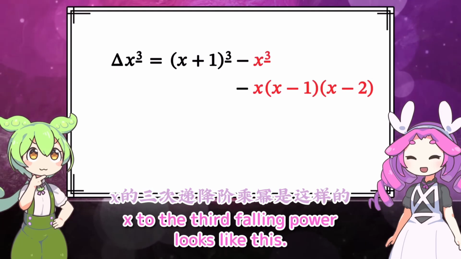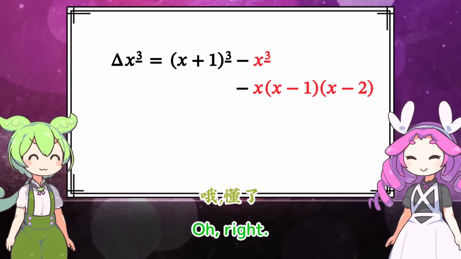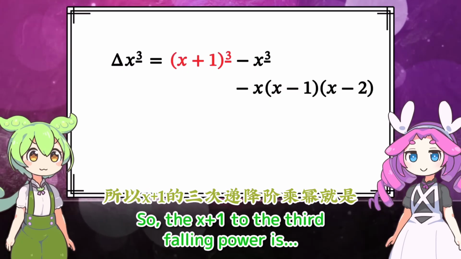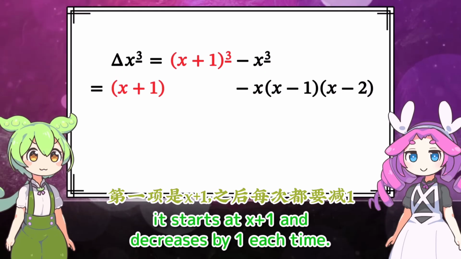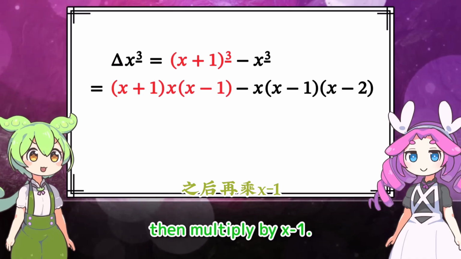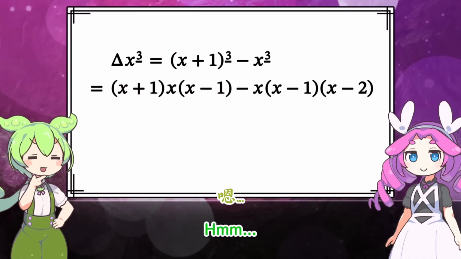x to the third falling power looks like this. Oh right. Unlike x cubed, the values decrease by 1 each time. So the (x+1) to the third falling power is... It starts at x+1 and decreases by 1 each time. First multiply by x, then multiply by x minus 1. Now what do we do?